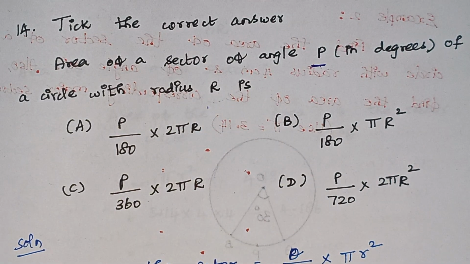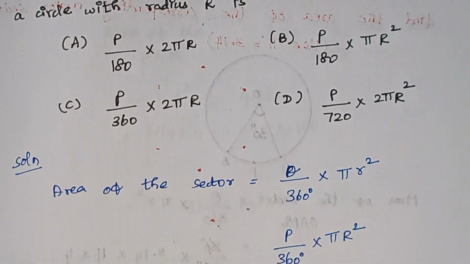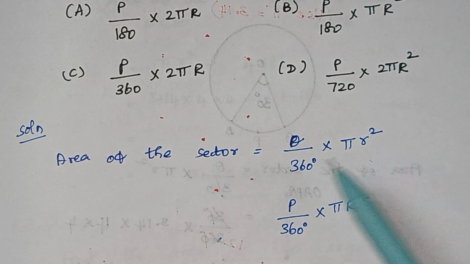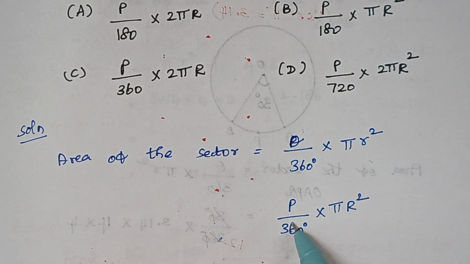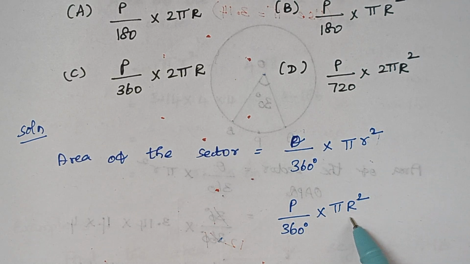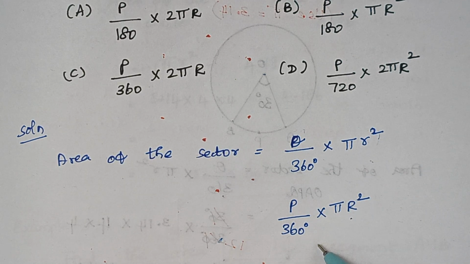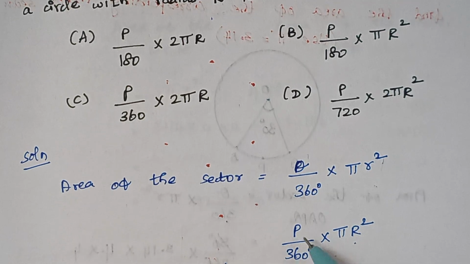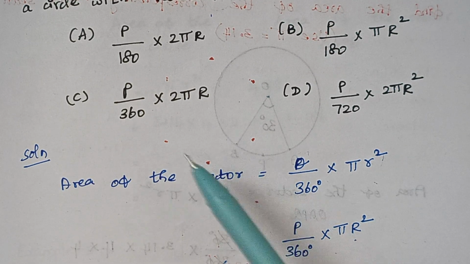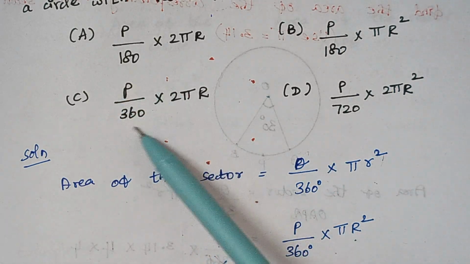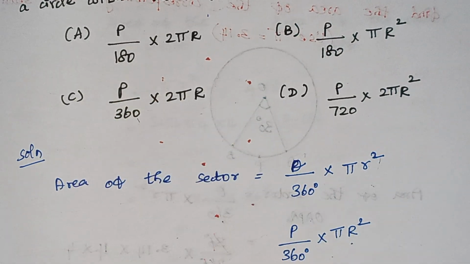So what is the general formula? You see, the general formula is theta by 360 degree into pi R square. Here in the place of theta we are having P, right? And in the place of small r we are having capital R square. So here the answer will be P by 360 into pi R square. So just check whether you have this answer. P by 360 into pi R square. Is there anything like this? No, because we are having only one 360 and that too is with 2 pi R.